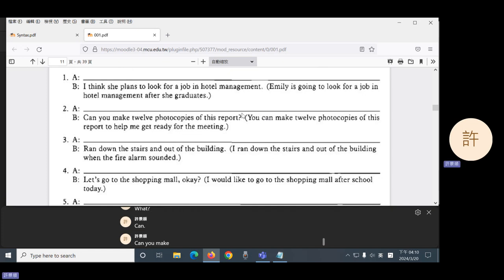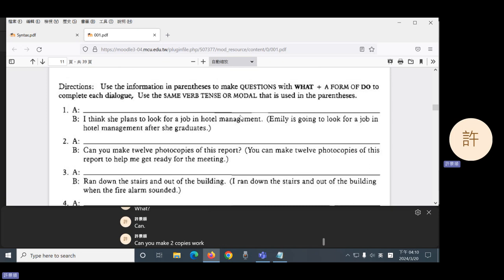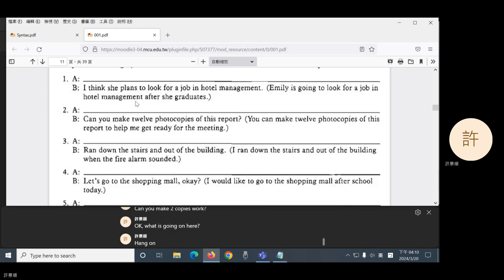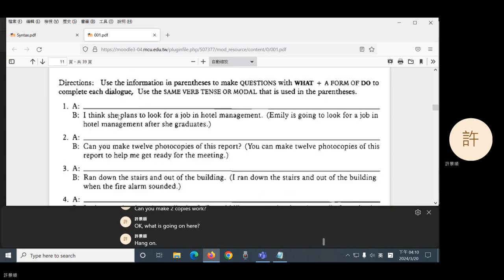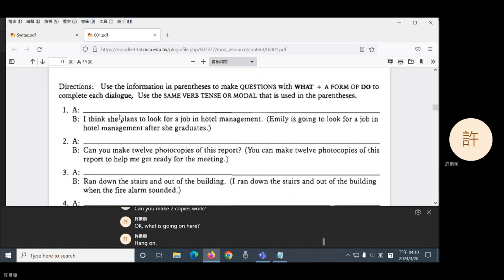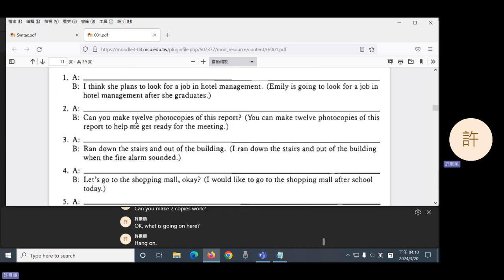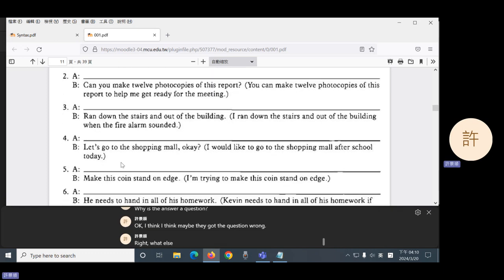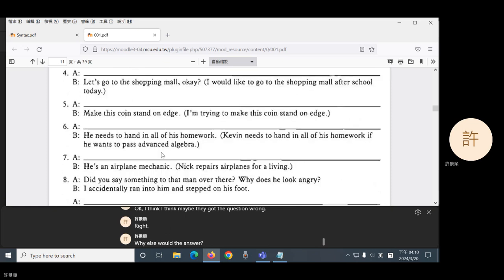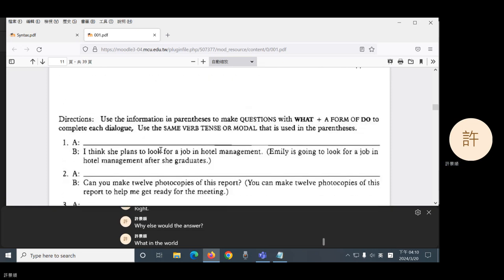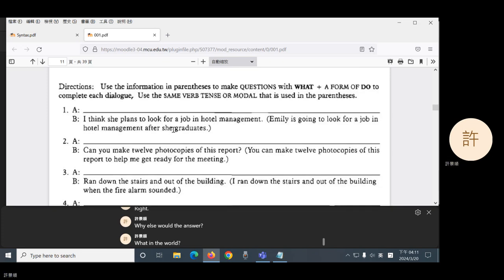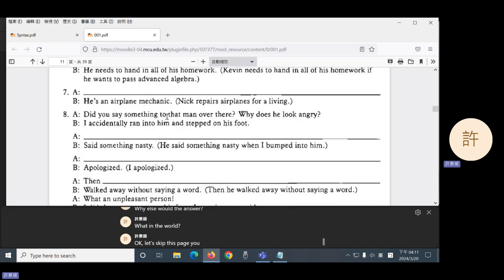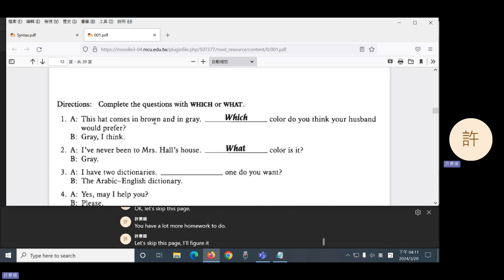What can you make 12 copies of this word? Okay, what is going on here? Hang on. Why is the answer a question? Okay, I think maybe they got the question wrong. Why else would the answer? What in the world? Okay, let's skip this page. You have a lot more homework to do. I'll figure it out and I'll tell you guys next week.